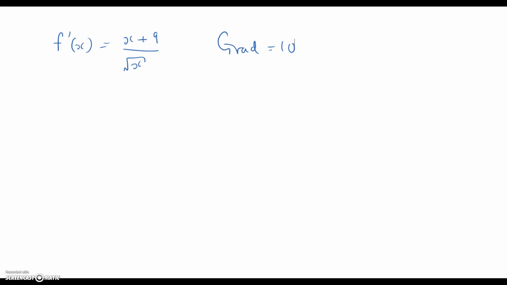So last part of the problem, you've been asked to find the x values when the gradient is 10. Now gradient means dy dx, which is another way of saying f dash of x. So all these things mean the same thing, they just have different notation. So I need to know, when does x plus 9 over root x equal 10?